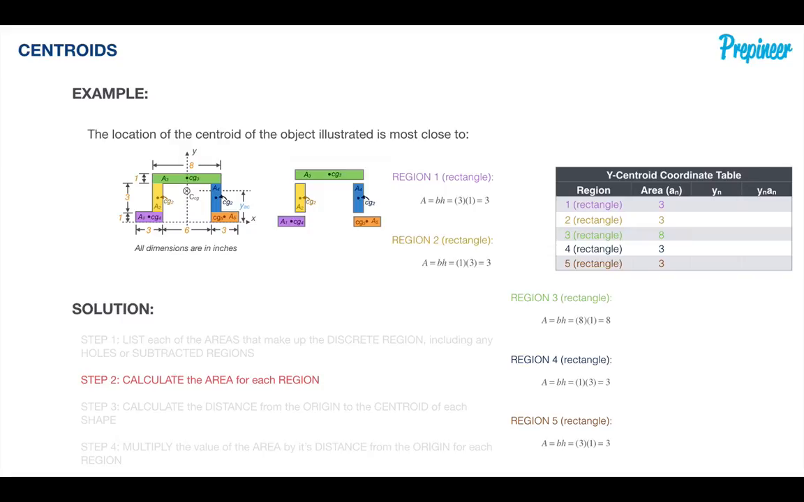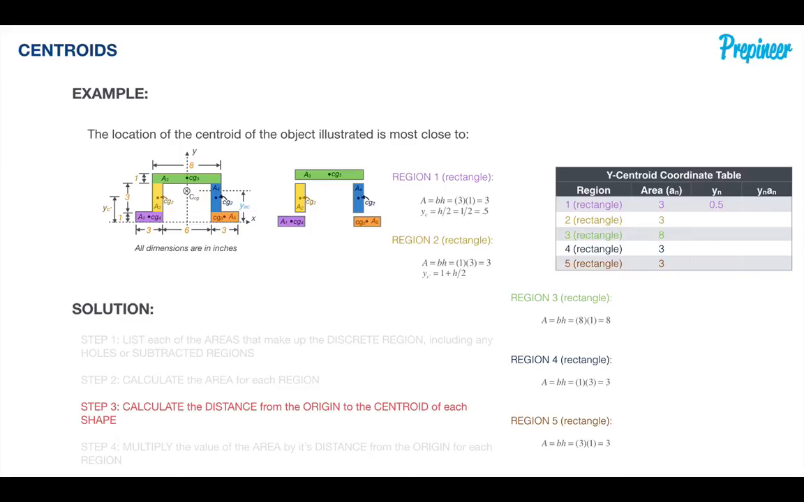All right, so now we can move on to step 3, where we will calculate the distance from the origin to the centroid of each shape that we have defined. Now, starting with region 1, we know that the centroid will be a distance that's half the height of that region. So we can plug in 1 inch, divide that by 2. We know that the centroid is located 0.5 inches from the x-axis.